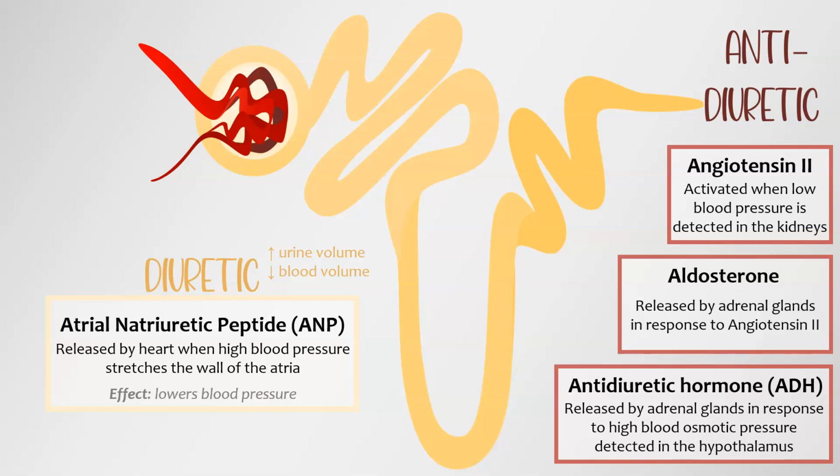As antidiuretics, these three hormones not only decrease urine volume, they also increase blood pressure. So these hormones function to bring low blood pressure back up to a normal range. All of these hormones help maintain fluid homeostasis by regulating the urinary system.